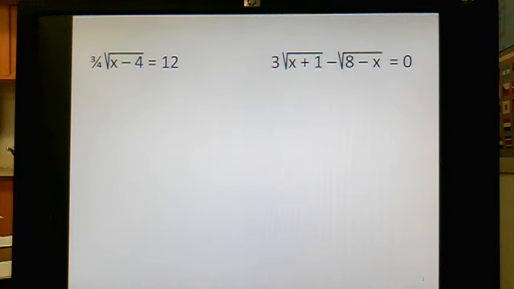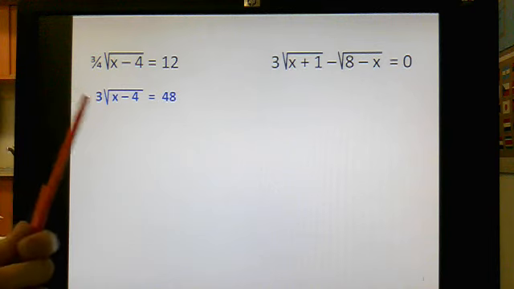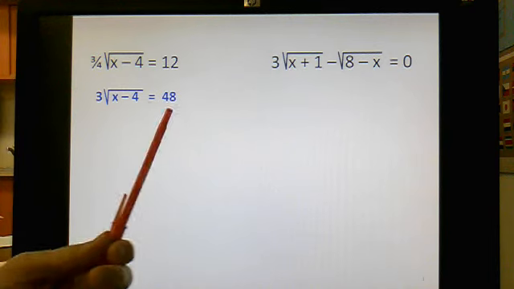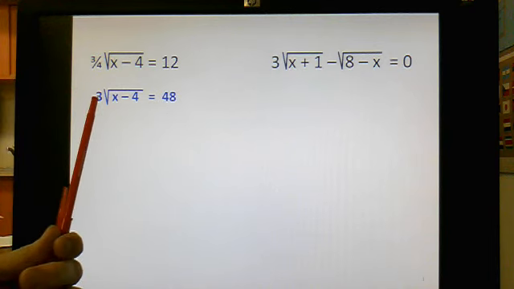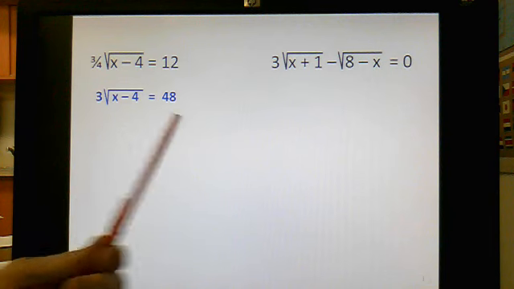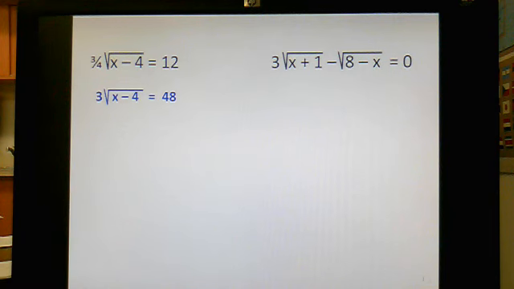So you get 48 on this side. And you've now gotten rid of the denominator. You have just one simple equation. I would divide both sides by 3 in this case. You could square on both sides right now and get 9 times x minus 4. I like to divide both sides by 3 if it goes in evenly. So 48 divided by 3 is 16. And then, one step and you're done. Add 4 to both sides, you get 20.